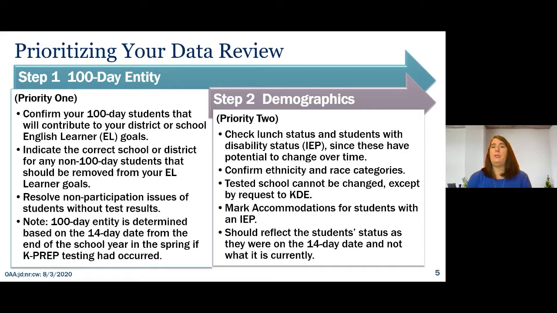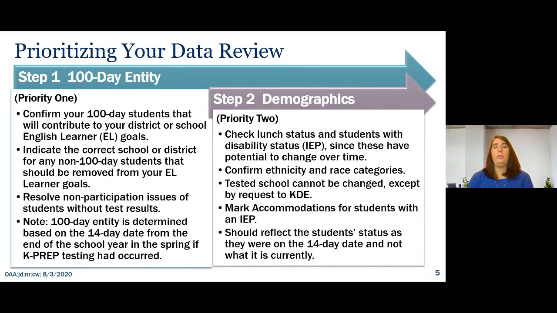Now, step number two, your priority number two for data review in SDRR for ACCESS and Alternate ACCESS, is the demographics. Make sure all your demographic information is correct and confirm all of that information. The one demographic you can't change is the tested school, unless you request it. You have to request that through our office.